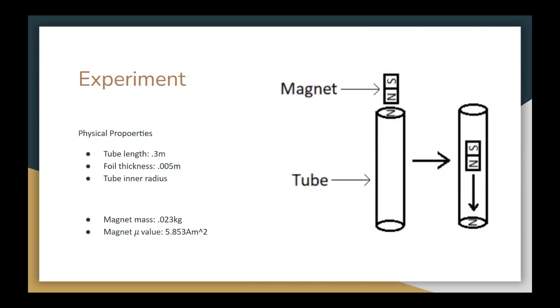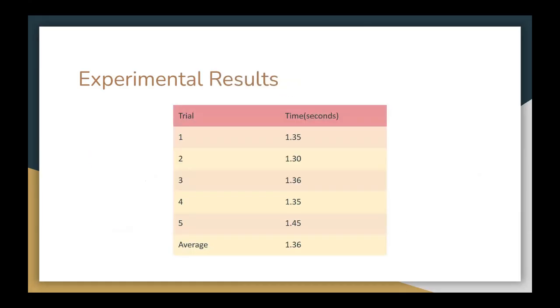So here you can see our experiment where we wrapped a tube in aluminum foil and we dropped a magnet through it, and we measured how long it took to go all the way through. The system was the bar magnet in the tube, and the surroundings was everything else. On the left here, you can see the physical properties of the magnet in the tube and our trial and our results. These are our results. Our average time was 1.36 seconds.